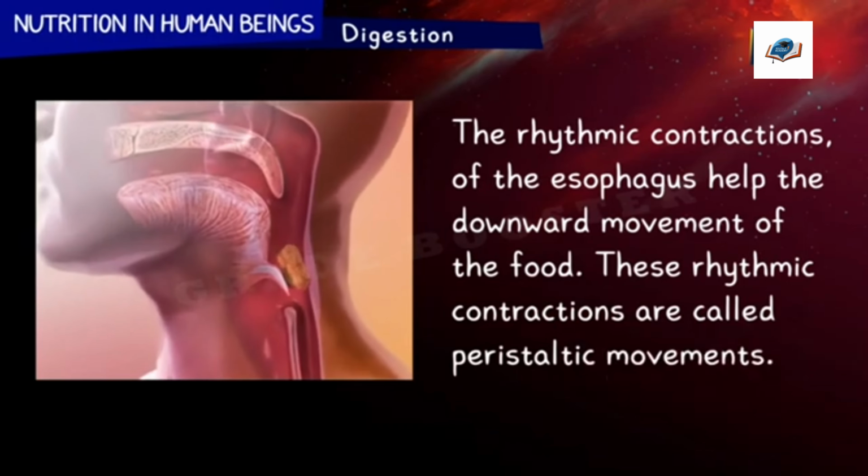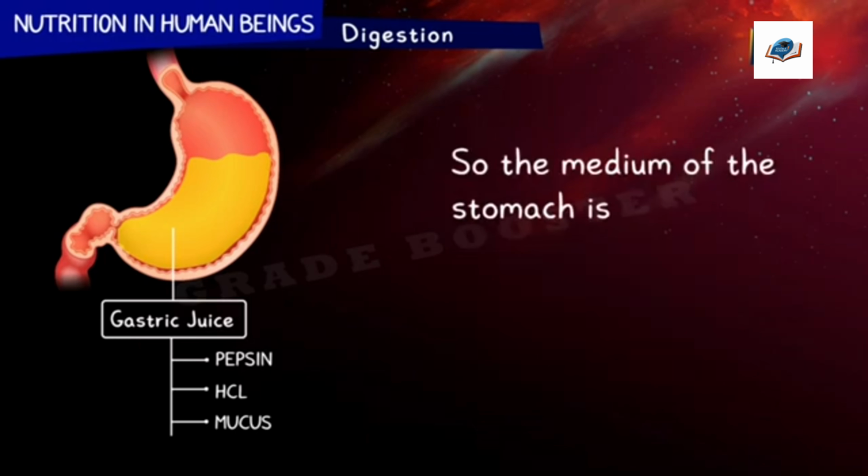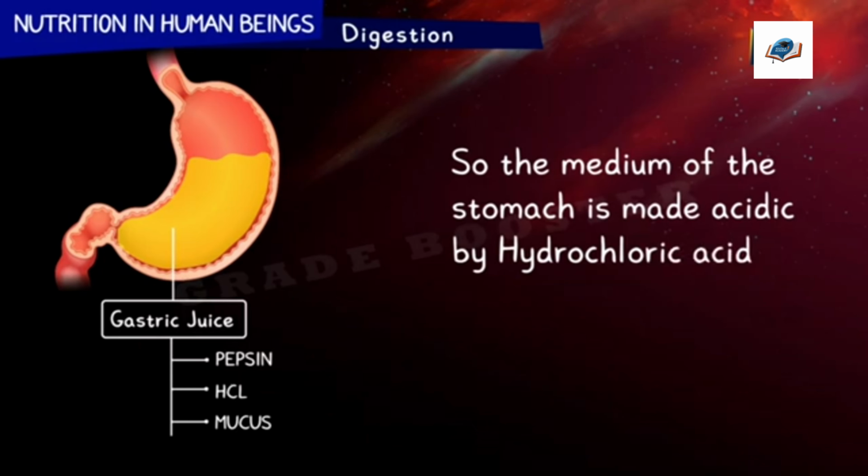Gastric juice has pepsin, hydrochloric acid, and mucus in it. Pepsin is a protein digesting enzyme. The medium of the stomach should be acidic for the proper action of this pepsin. So, the medium of the stomach is made acidic by hydrochloric acid.